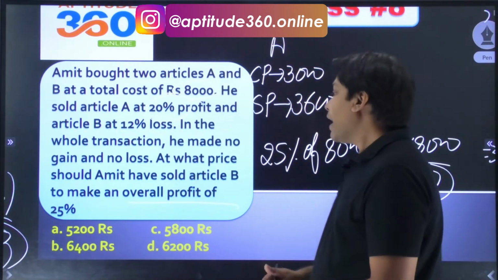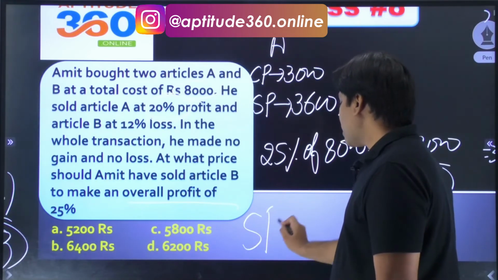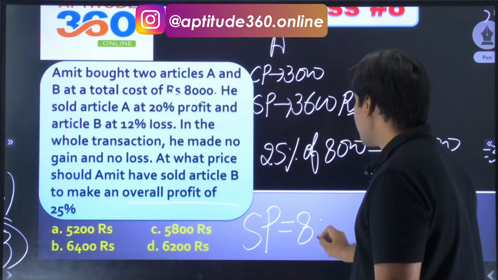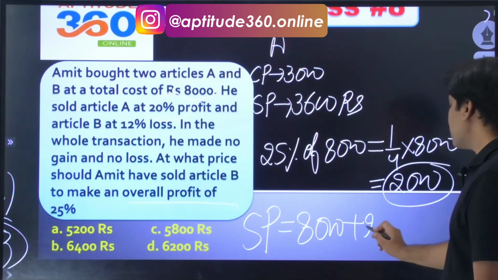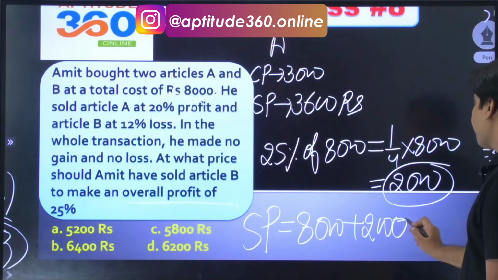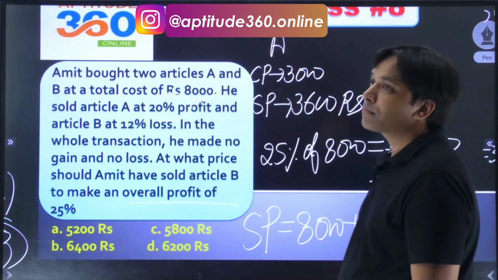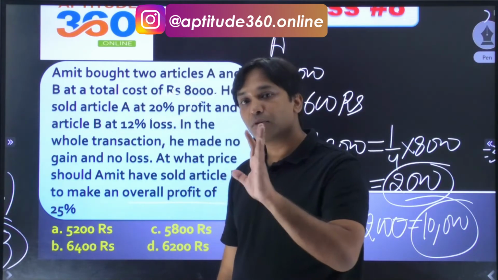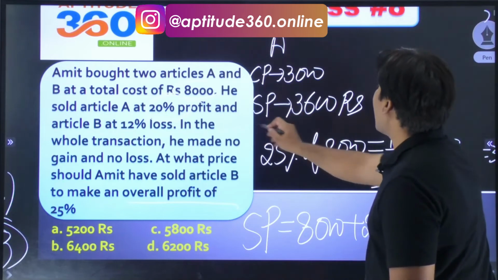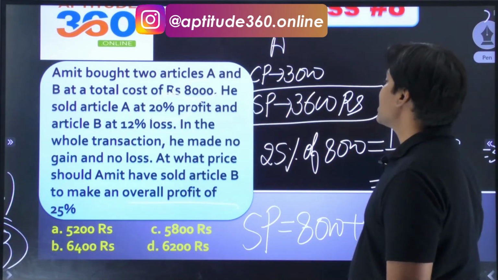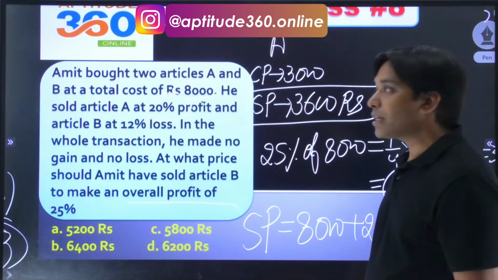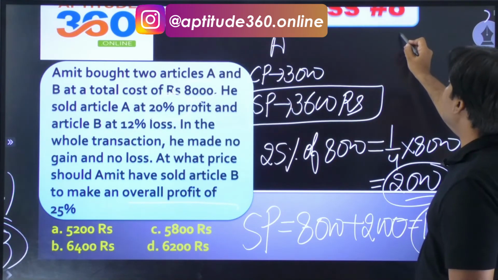यही है ना? यानी आपका जो कलेक्टिव सेलिंग प्राइस होना चाहिए वो कलेक्टिव सेलिंग प्राइस होना चाहिए 8000 रुपीज़ प्लस 2000 रुपीज़। सो द कलेक्टिव सेलिंग प्राइस विल हैव टू बी 10,000 रुपीज़, इजंट इट? Collective selling price will have to be 10,000 rupees, and item number 1 has been sold at 3,600 rupees. So what is going to be the selling price of the second item?